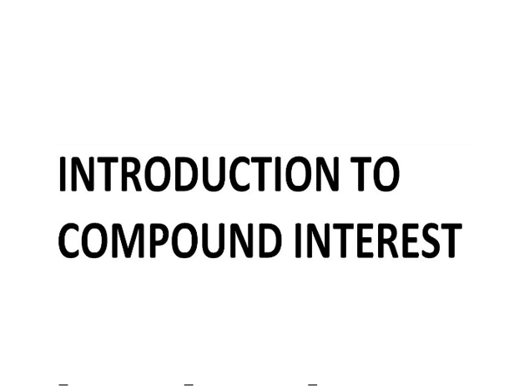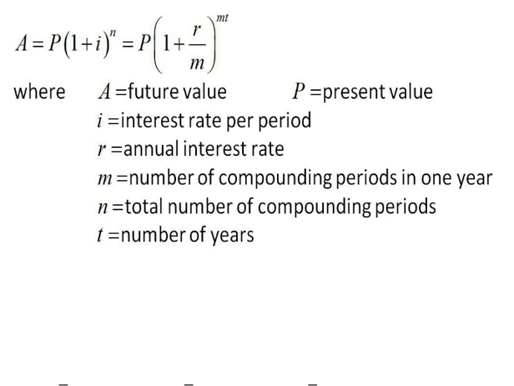So that means it grows at actually a greater rate. And the more times it's compounded per year, the faster the rate is. Now the following are the formulas for compound interest, especially when you're trying to find the future value. The formula states that A is equal to P times (1 + i) raised to the n.